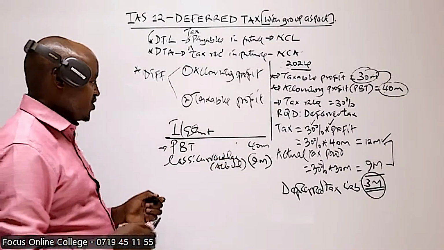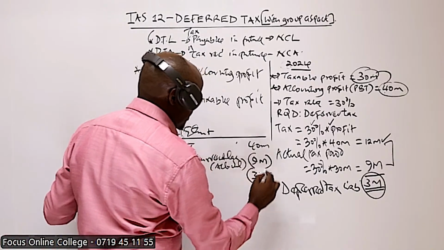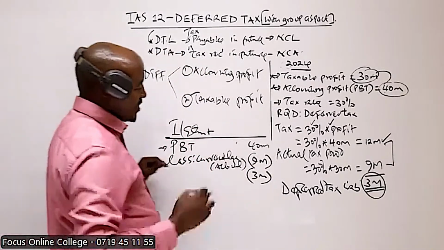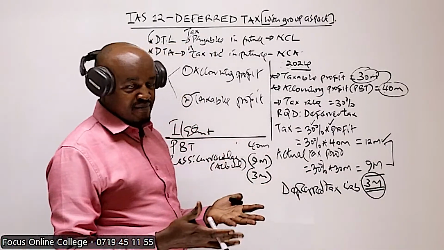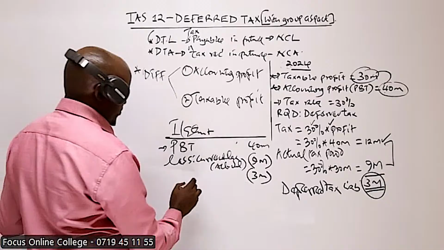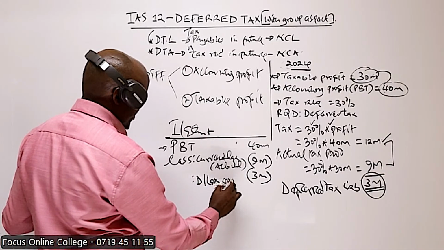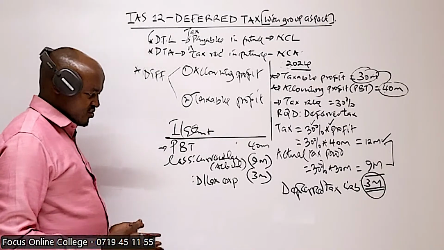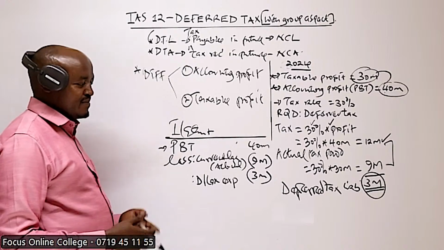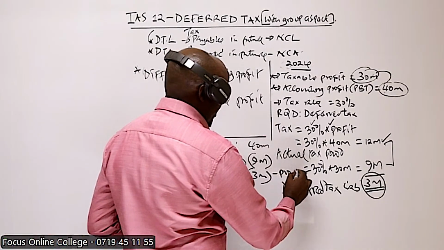To make a provision basically means that from this profit, we set aside 3 million to pay the tax which the company was supposed to pay during the current year, but which has been deferred. It will be paid in the future. So this one we refer to as a deferred tax expense. That is not necessarily the tax which has been paid, but basically we are creating a provision.